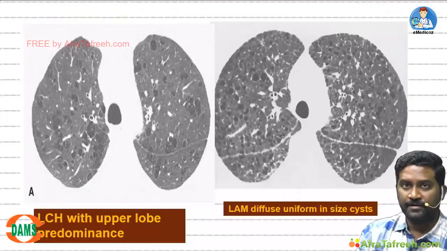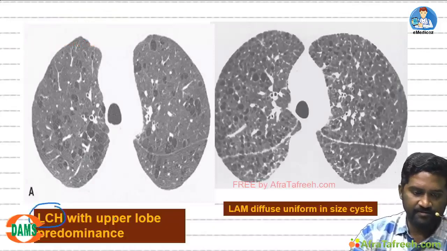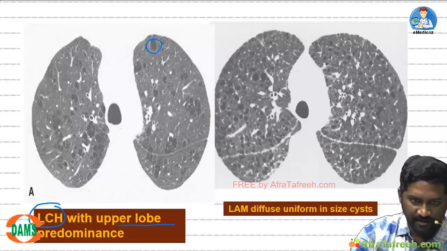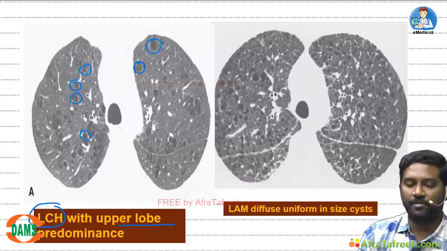Let us see the first image. This is Langerhans cell histiocytosis with upper lobe predominance. Can you see the cysts here? They are scattered here and there in the upper lobe. So, mostly you are going to see them in the upper lobes.